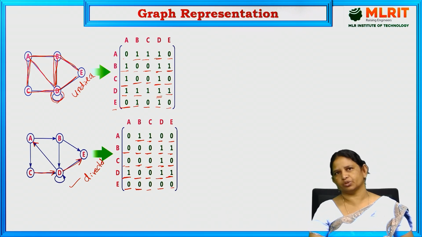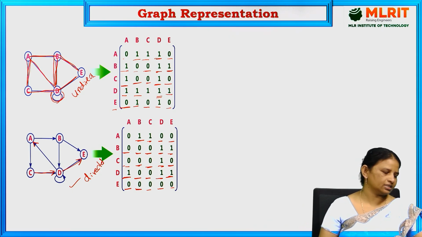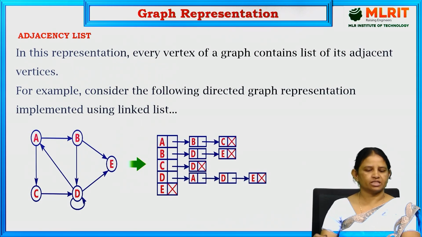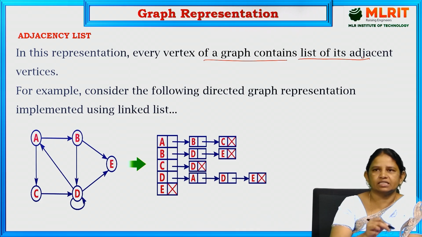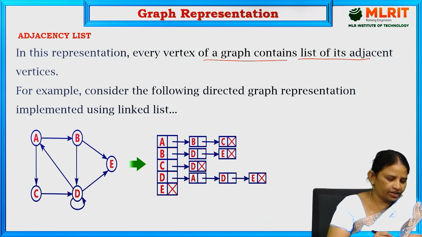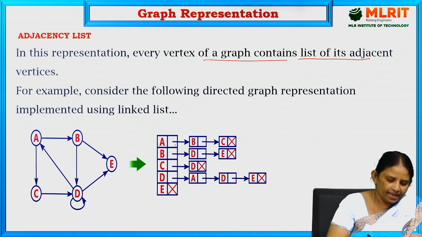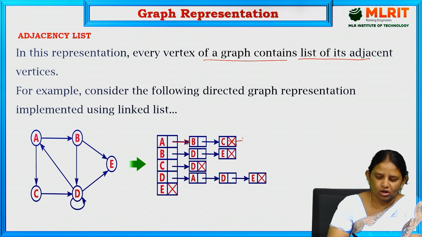There are two ways to represent the graph. One is called an adjacency matrix. The second one is the adjacency list. In this representation, every vertex of the graph contains the list of its adjacent vertices. Consider the following directed graph. We can implement it like a linked list. For example, consider A. What are the adjacent vertices of A? One is B, another one is C. After C, there are no adjacent vertices. Put a cross mark, which indicates the end of the list.